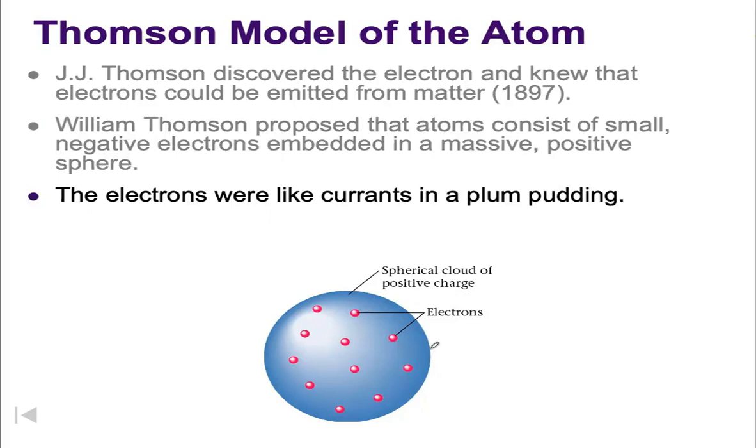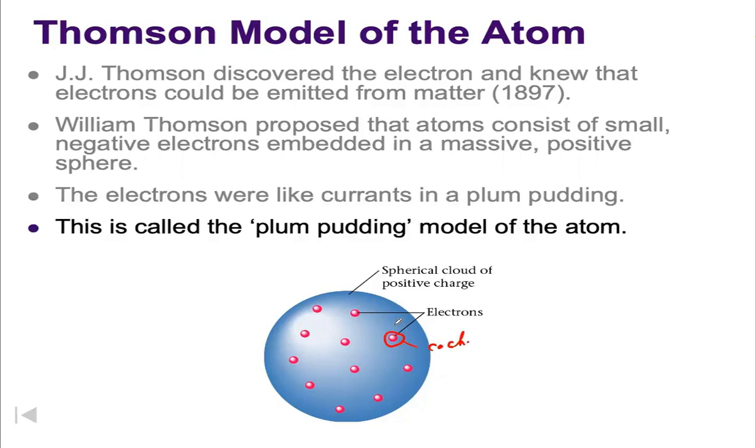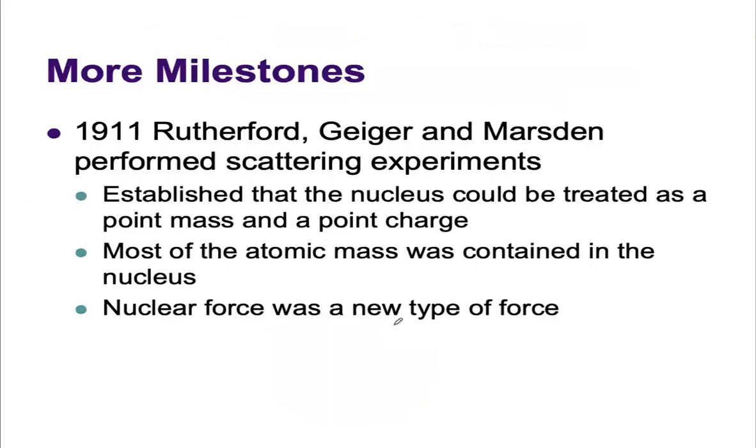So electrons are like the currents in a plum pudding model. Plum pudding means that everywhere there are some puddings and some plums, or you can say chocolate seeds, like those present in a cake. So this is called the plum pudding model of the atom.